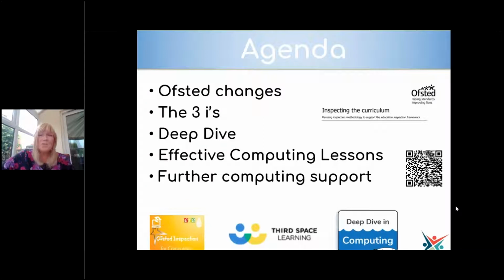In terms of Ofsted changes, that's what we're going to go through today. So as you probably know, it started in September. So I'll go into a little bit more about that. I'm going to talk about the 3 I's, the impact, implementation, and intent. We're going to look at the deep dive in a little bit more detail. We're going to deep dive into the deep dive. We're going to look at effective computing lessons, just some bullet points of things that you could consider if you have Ofsted in, or at any point really. And then just finally look at any further computing support.